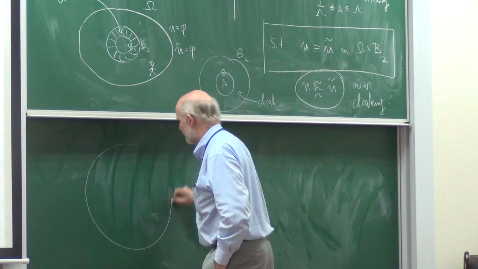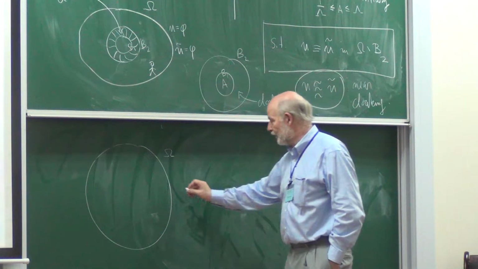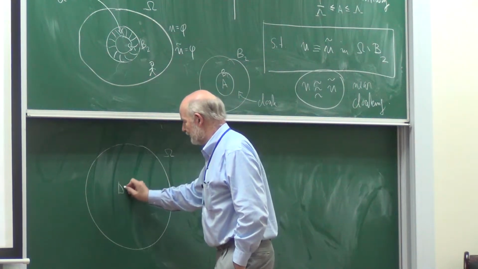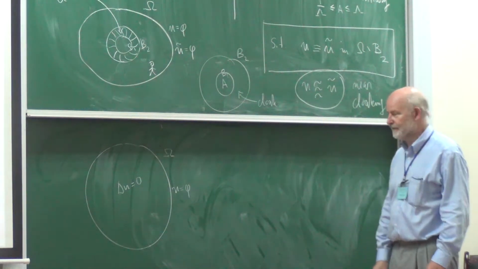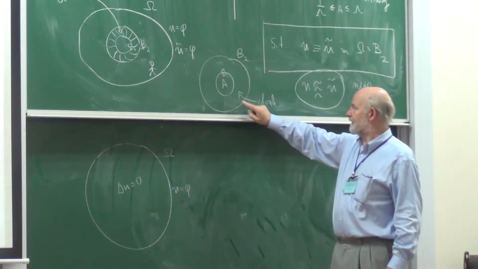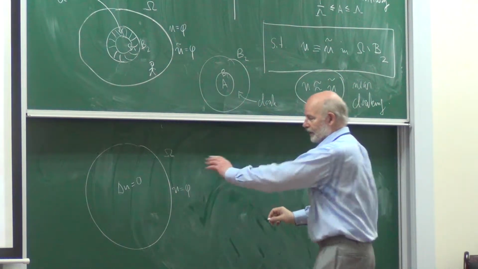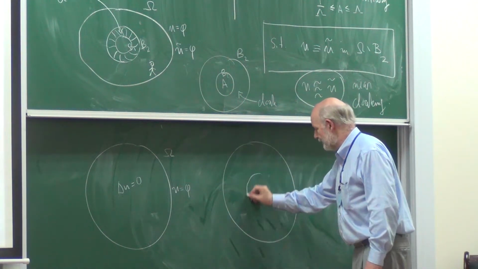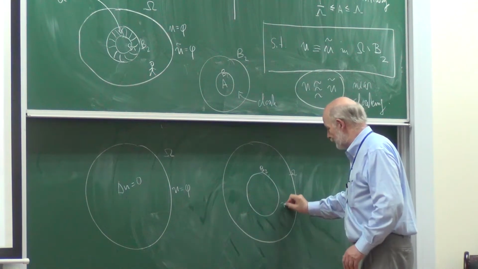So here I have my omega. And I now go out and solve with U equal to phi. I solve the Laplacian of U equal to 0. I can do it. Now let's imagine that I have this thing here with a cloak and an A in here. So I look at this solution, and I look at it now in B2 minus omega. So I have U out here.